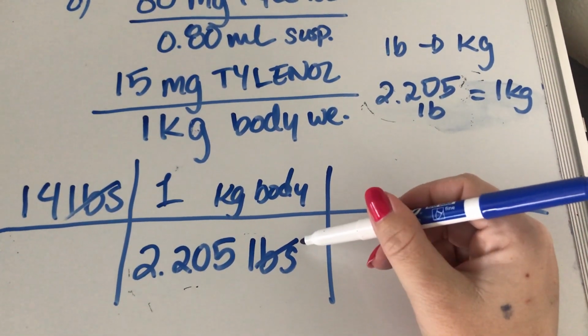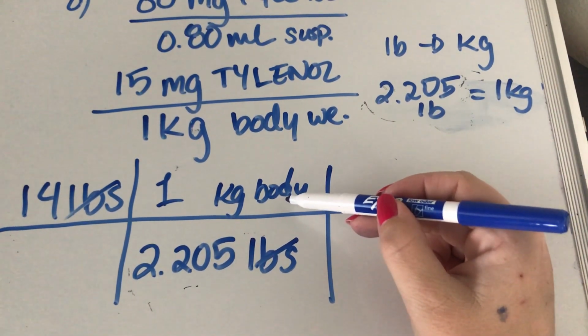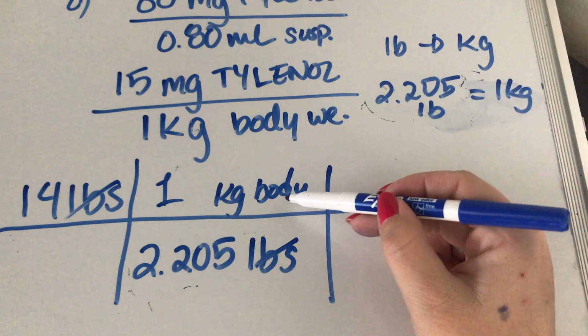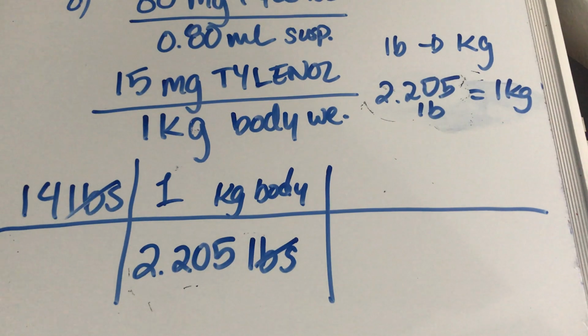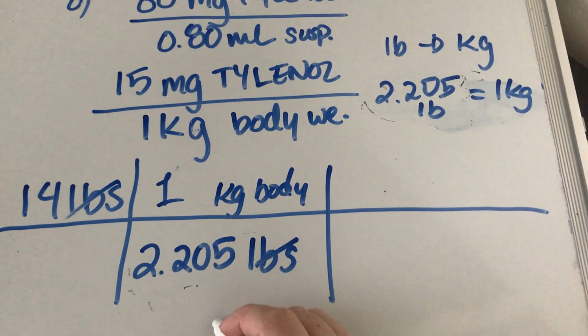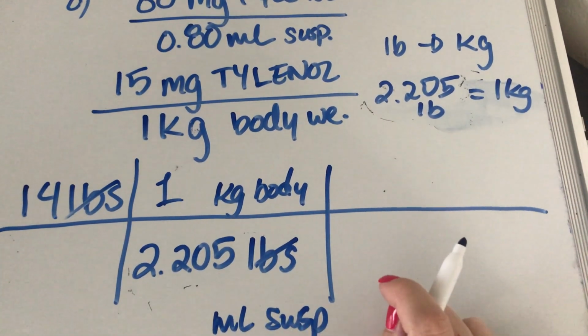So, I've got kilograms of body weight now, which I've converted. And what's the problem asking me to solve for? Milligrams per body weight? Is it milligrams or is it how many milliliters? Milliliters of the suspension, right? So we're trying to get to milliliters of suspension as our units, right?